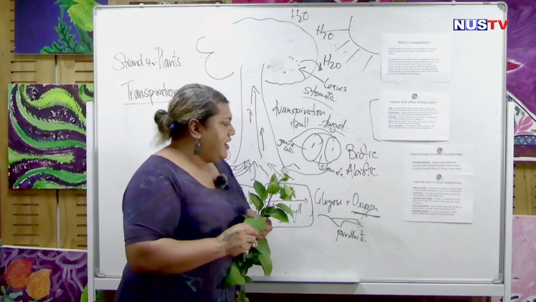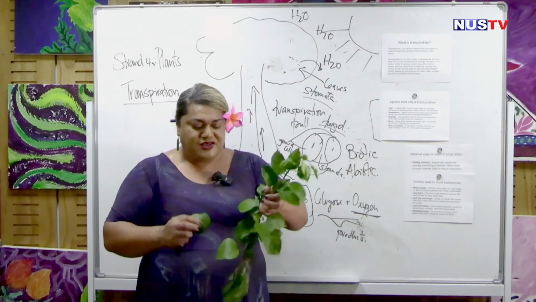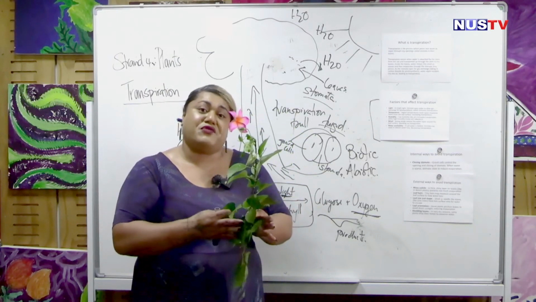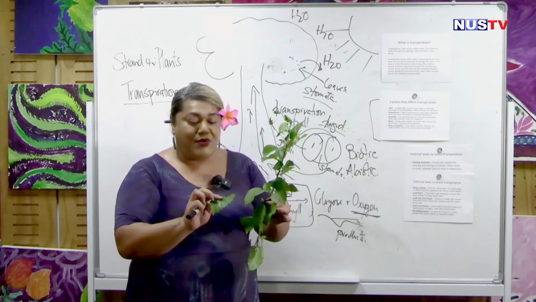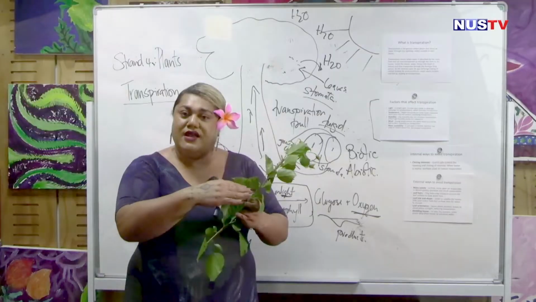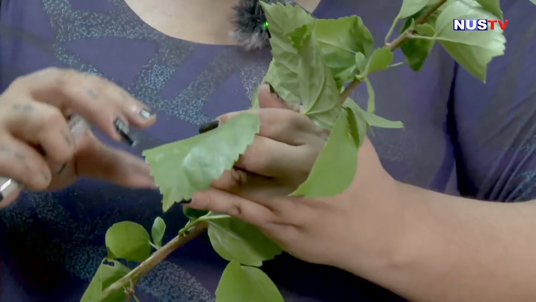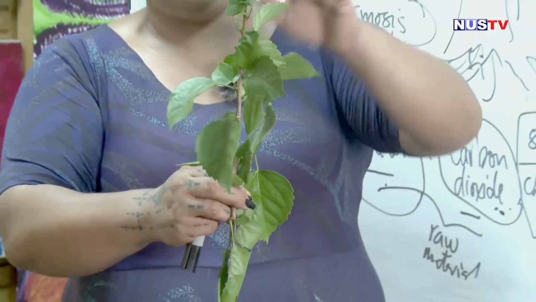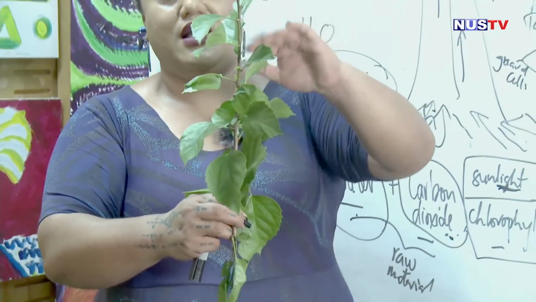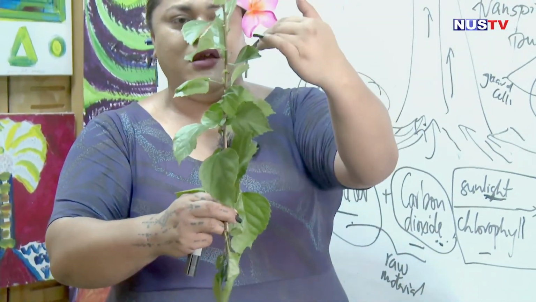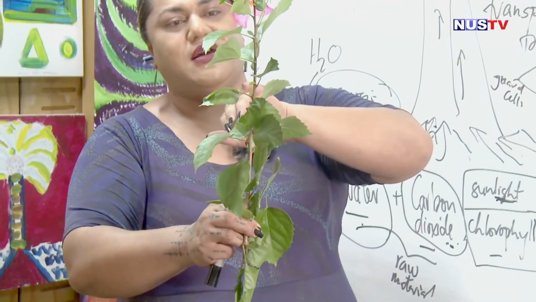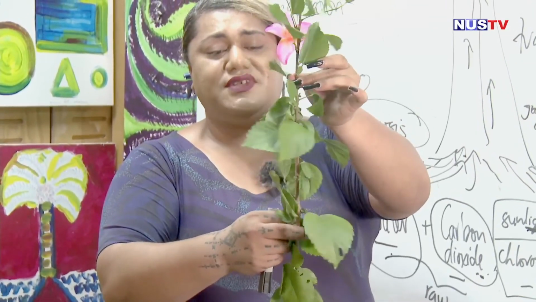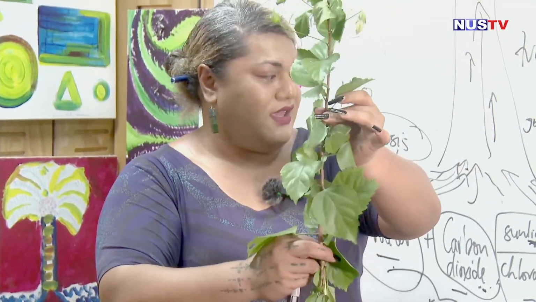Another external way is the size and shape of the leaf. Remember, increasing the surface area increases the process. Here, this is a branch of Aute. The leaves are not all in one direction, they are arranged in a circular pattern.